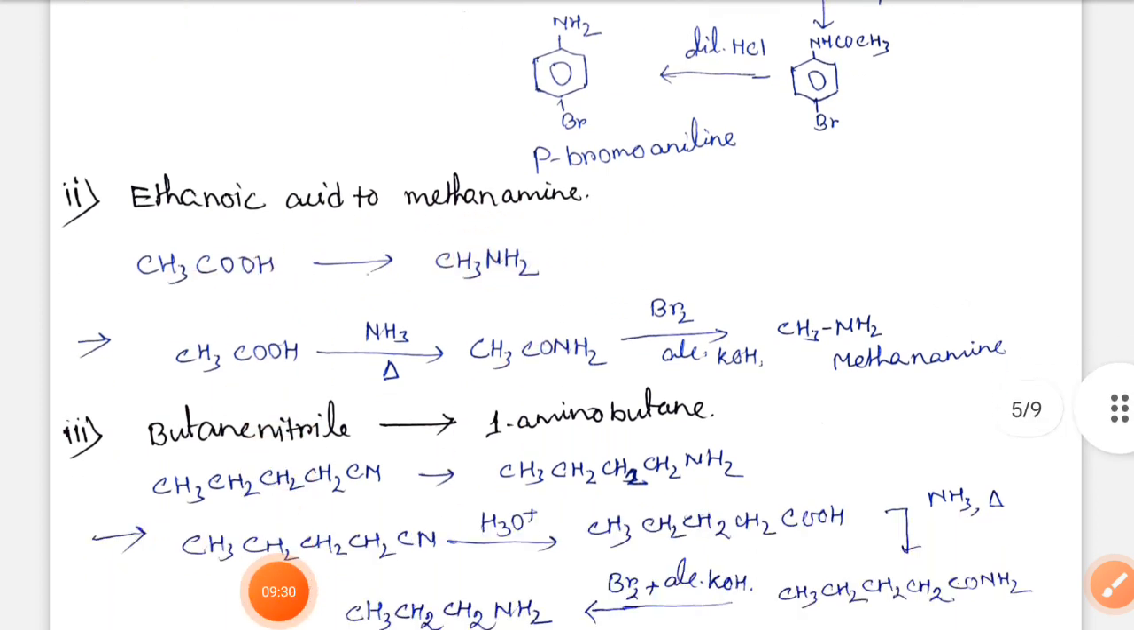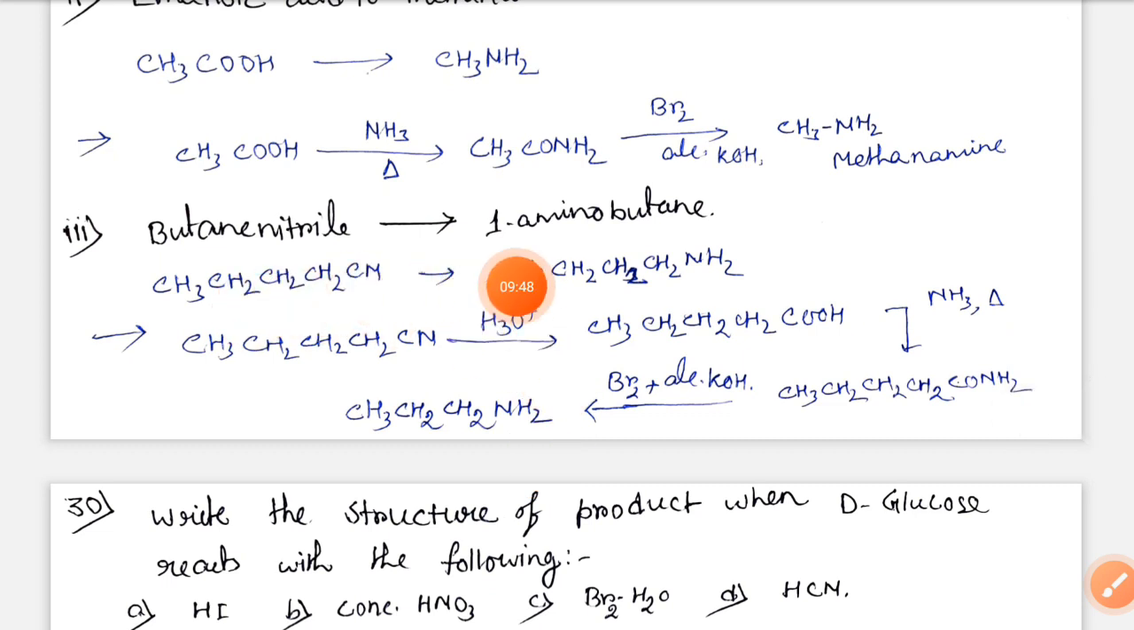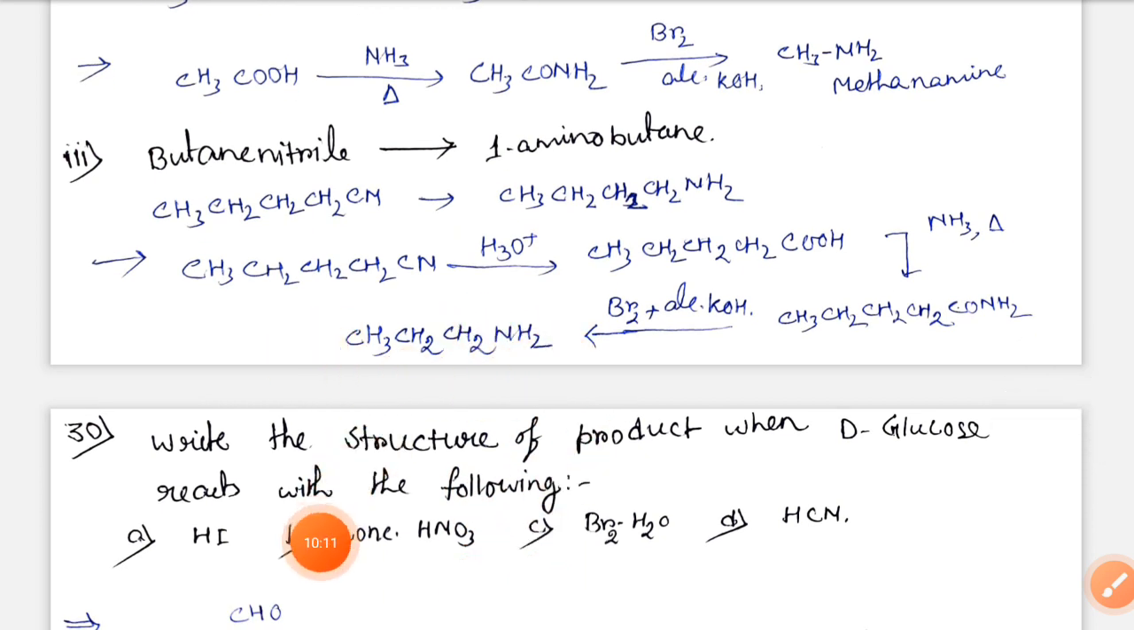Here ethanoic acid when heated with ammonia, CH3CONH2, that is acetamide, is formed, then Br2 and alcoholic KOH is given, then CH3NH2 methanamine is formed. Next, butane nitrile to 1-aminobutane. That is the formula of butane nitrile, and if we hydrolyse this, the CN group is converted to COOH. Next step, NH3 and heat is given, then CONH2 is formed, then Br2 and alcoholic KOH, that is Hofmann degradation, CONH2 to NH2 is formed. That is 1-aminobutane.